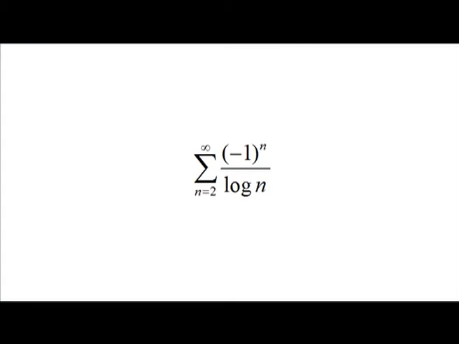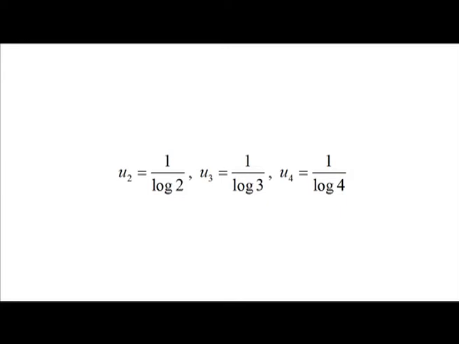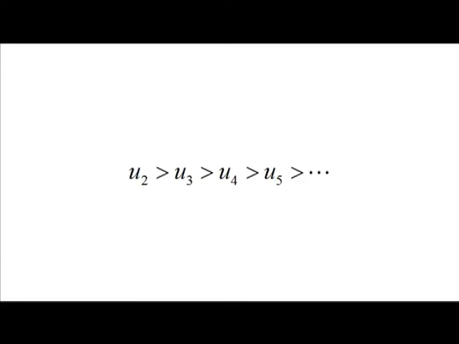We test the convergence of summation (-1)^n upon logarithm of n where n from 2 to infinity. The given series is an alternating series. Also, u_2 equal to 1 upon logarithm 2, u_3 equal to 1 upon logarithm 3, u_4 equal to 1 upon logarithm 4, with u_2 greater than u_3 greater than u_4 greater than u_5 greater than etc. In general, u_n equal to 1 upon logarithm n with u_n greater than u_(n+1).